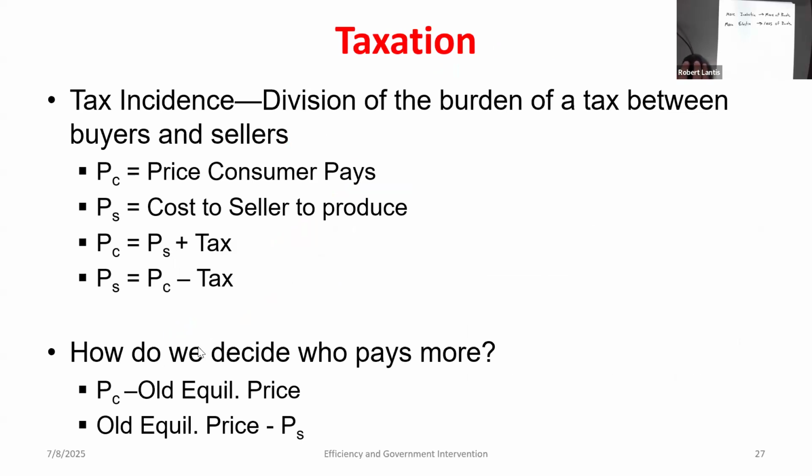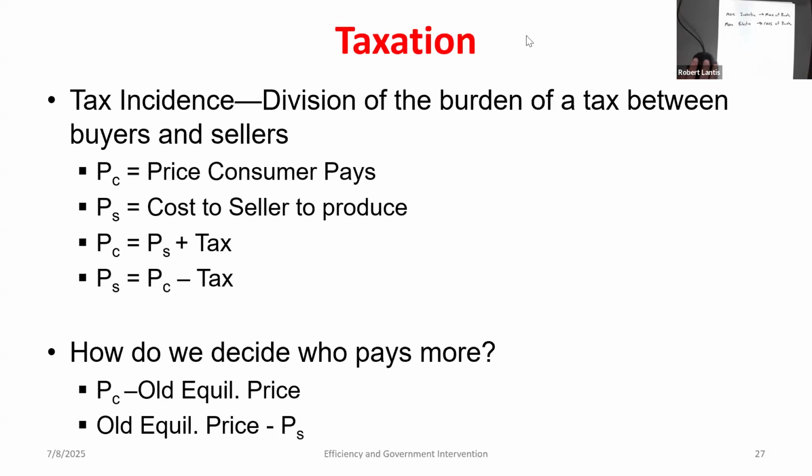So if I think about who's going to pay more of the tax, well, I can look at the difference between the price that the consumer pays and the old equilibrium price. So let's say I had that $1 tax from before. If the old equilibrium price is 4, and the consumer is now paying, I think, $4.75, they're going to bear 3/4 of that, right? Now, the old equilibrium price minus the price the seller keeps tells me how much less the sellers get to keep. So whichever of these is larger is who's bearing more of the burden. That means they must have been more inelastic.